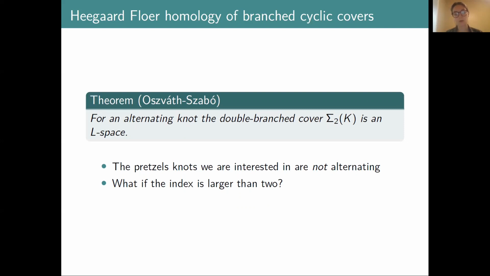So we have these two problems, which is that we don't even know that the double branched cover, which is in general easier to answer this question for. And what about higher branched covers? And I'm going to first focus on this second problem, and we'll come back to the problem of this non-alternatingness.